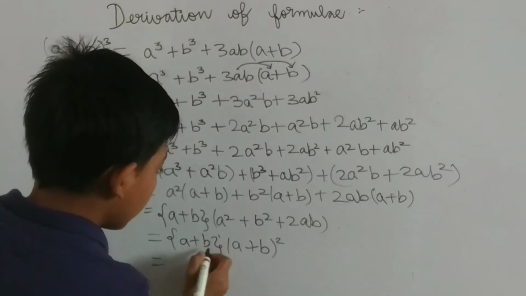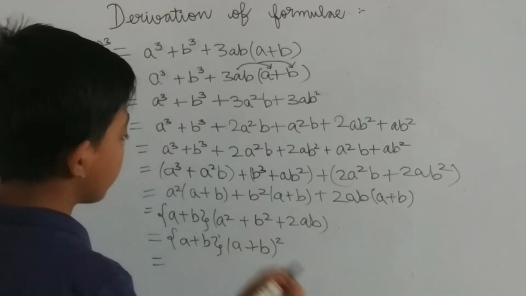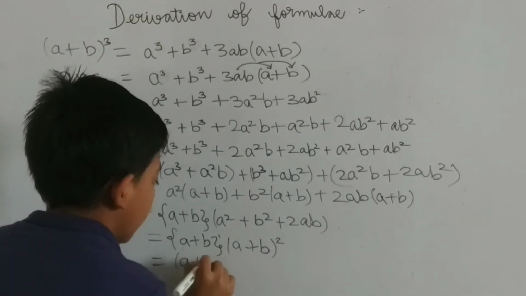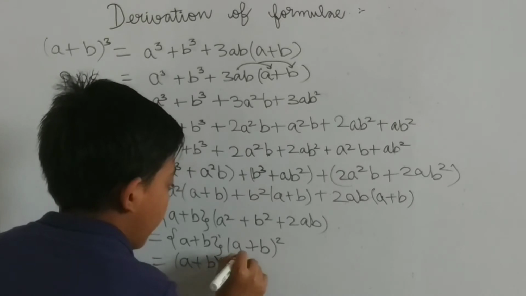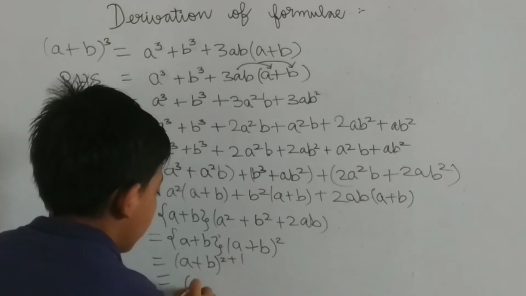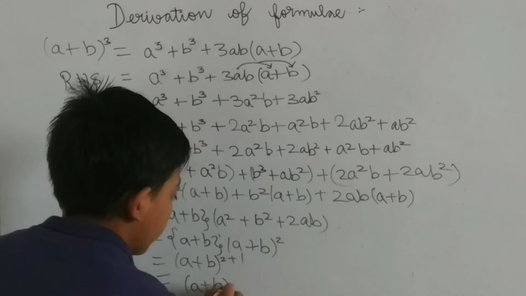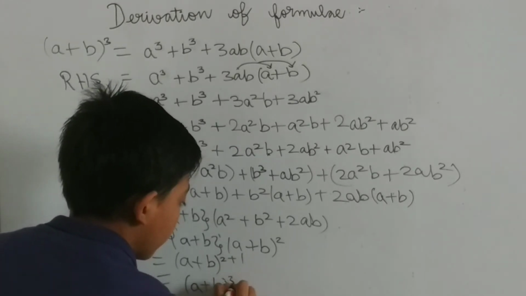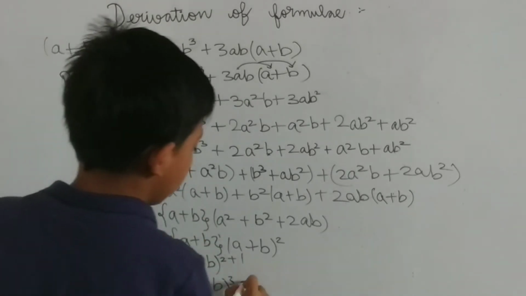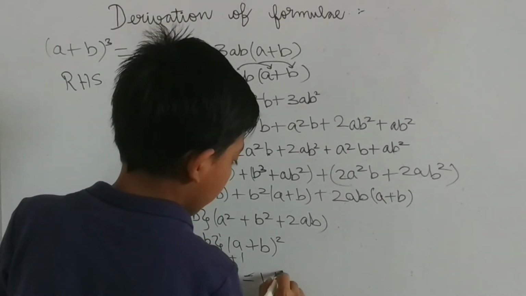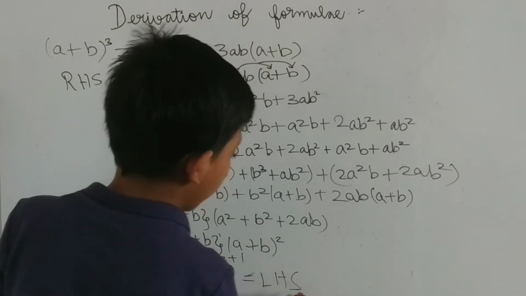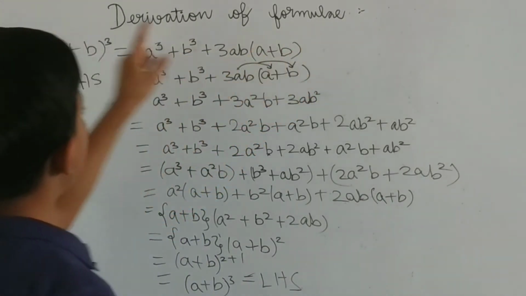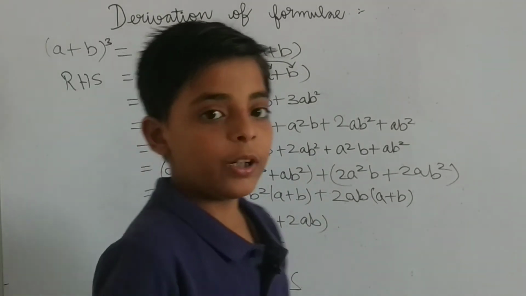So now the base is same, (a + b) and (a + b). So the power will add. So it's (a + b) having power 2 + 1. That is the cube of the whole (a + b). Hence we have proven the LHS. So hence we have proved, taking the RHS, that a³ + b³ + 3ab multiplied by (a + b) equals (a + b) whole cube.